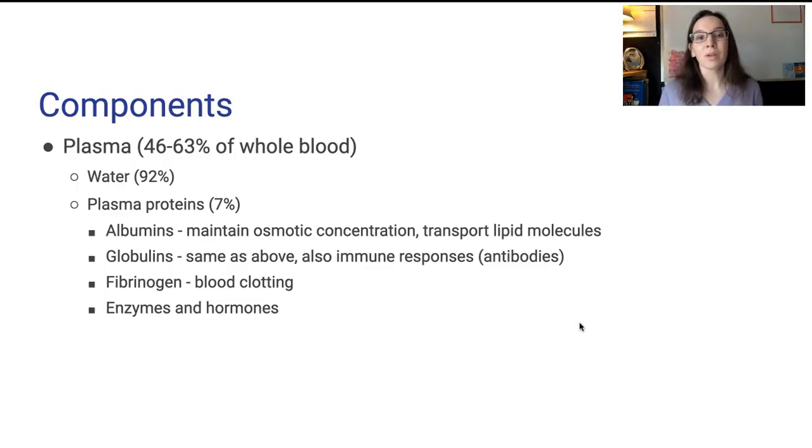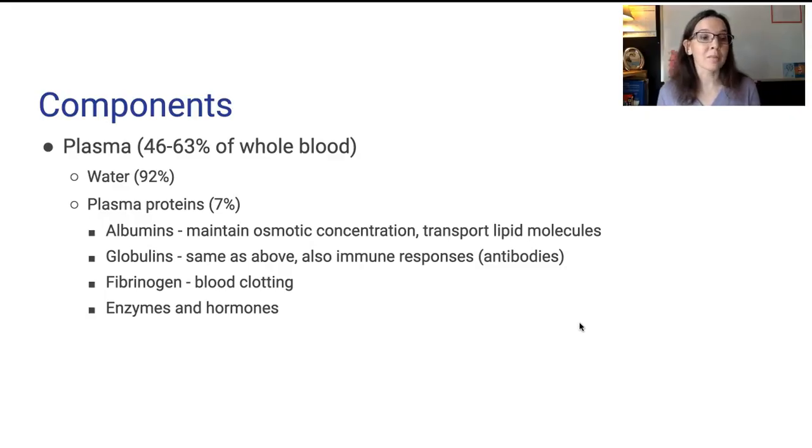And it also helps transport lipid molecules. Remember that lipids do not interact well with water. And so if you're going to transport a lipid in the blood, which is 92% water or of the blood plasma, you're going to need to bind it to something, and you're going to bind it to a protein, which is an albumin.